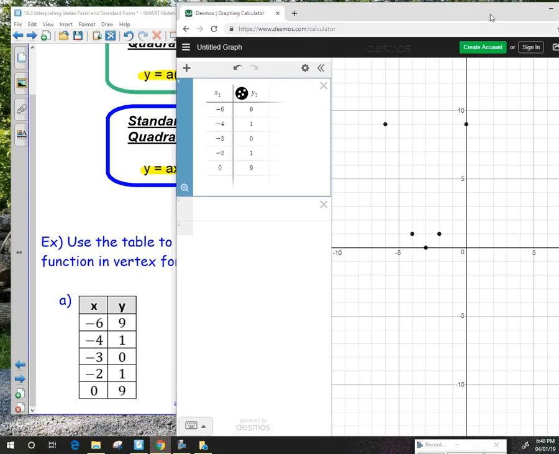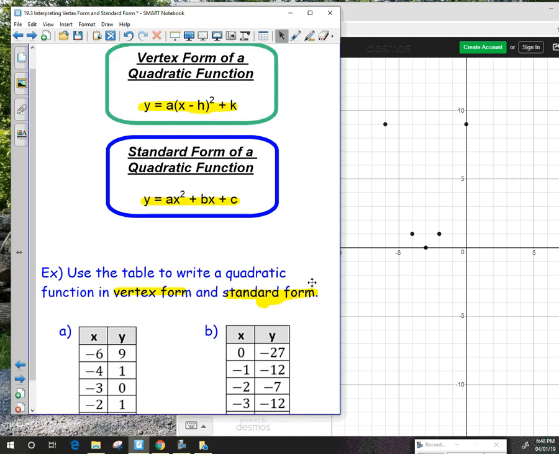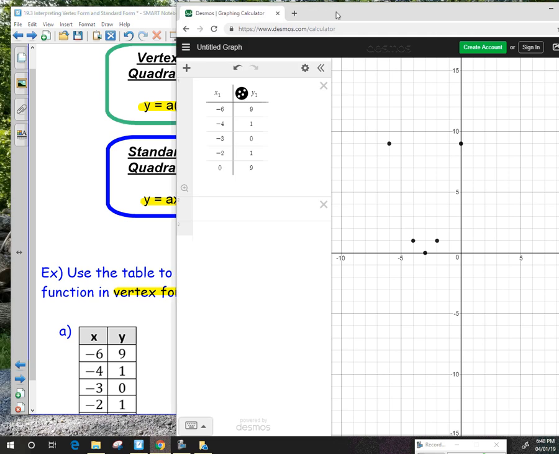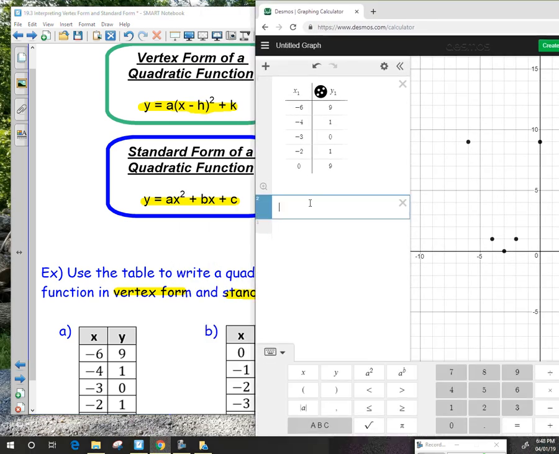Now, you can already tell because those 5 points do make that U-shaped graph. In this case, the directions wanted us to write the equation in vertex form and standard form. That's where these two equations are going to come in handy. We've done this idea with exponentials, and we've done it with linear.